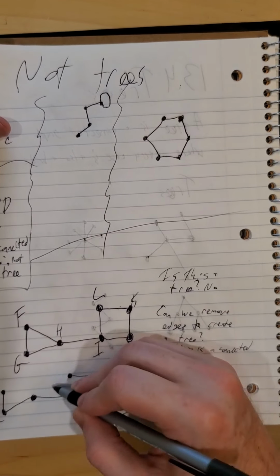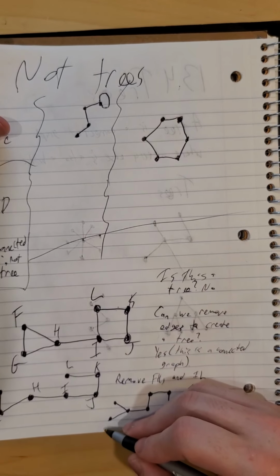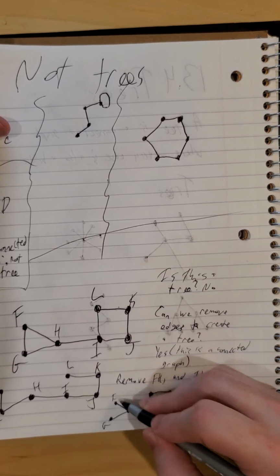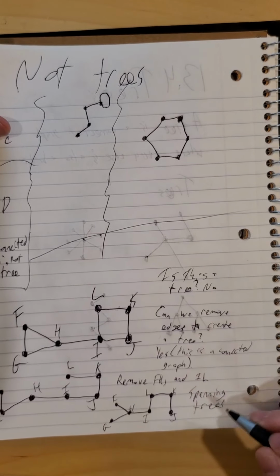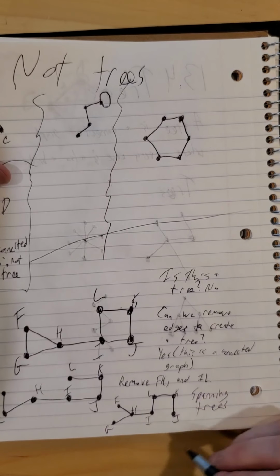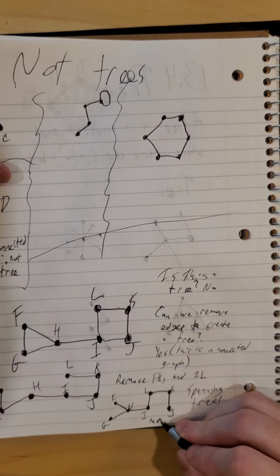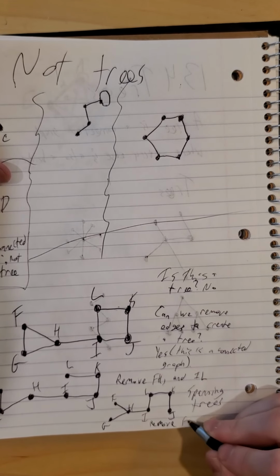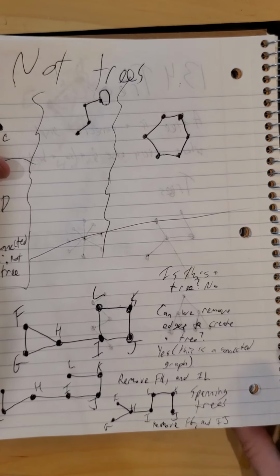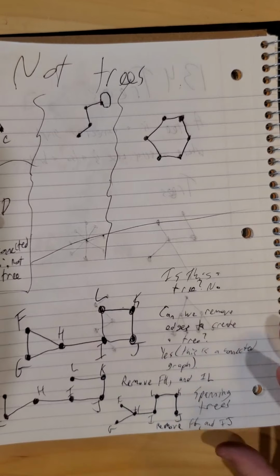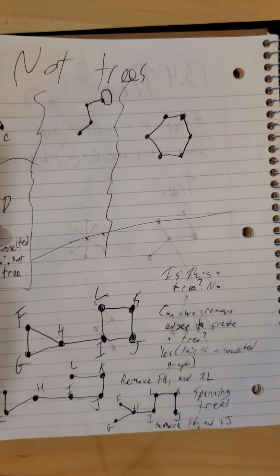Let me go ahead and slap those labels back on there. So the second one, we remove FG and IJ. Not the only ways we could do it, but those are just two examples of how we could create spanning trees from these.